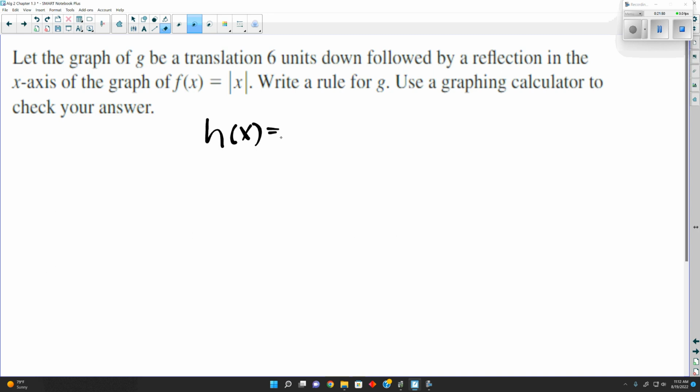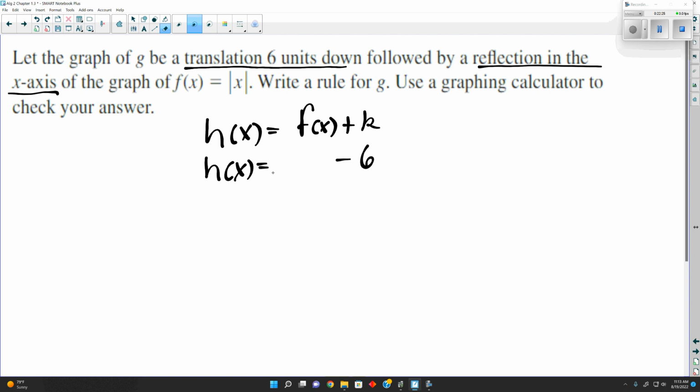All right, guys, let's finish this one up here. So again, we're doing two different transformations on this one. The first one, we want to let the graph of G be a translation 6 units down, followed by a reflection in the x-axis. So the first one we'll do is the translation of 6 units down of the function f of x. So we'll have f of x plus k, where k is our transformation, which in this case is going to be minus 6.